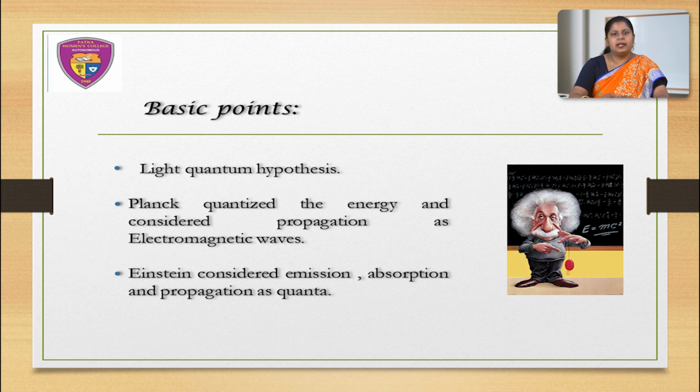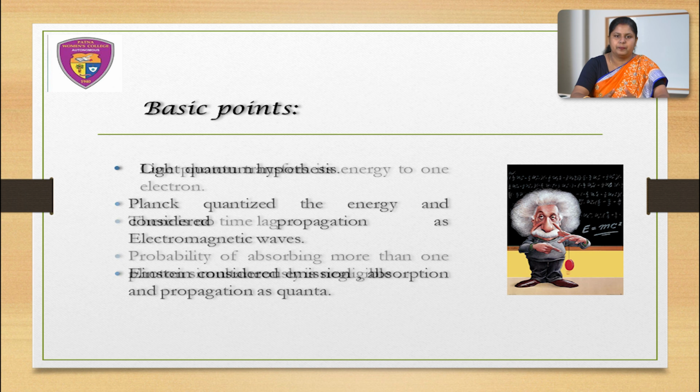Planck quantized the energy of the oscillator, but as far as the propagation is concerned, his idea was that in space, electromagnetic waves are propagated. According to Einstein, however, light is not only emitted or absorbed in quanta, but it also propagates as quanta. Light thus spreads out from the source as a series of concentrated energy packets or quanta h nu and moves with the speed of light.